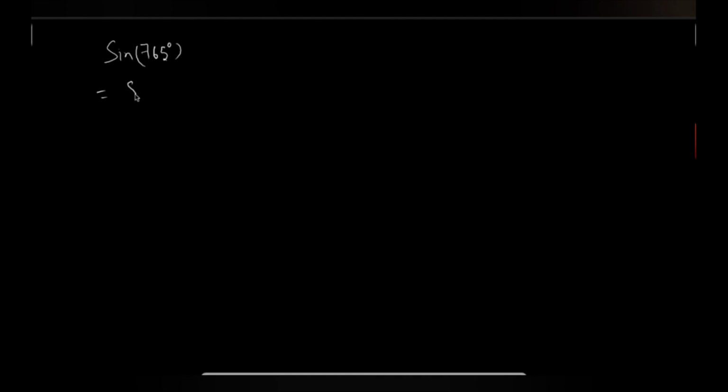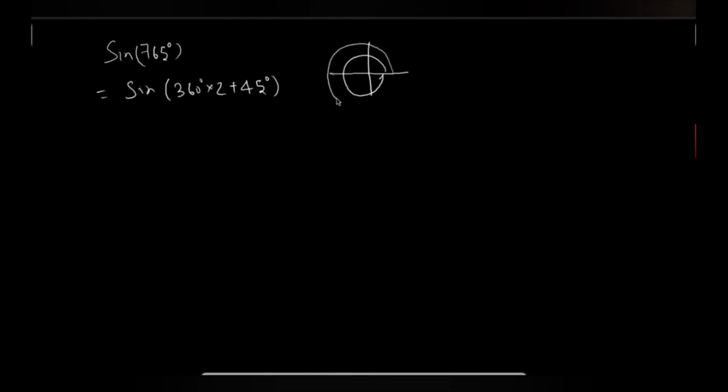Now we can write this as sine of 360 degrees into 2 plus 45 degrees, since 360 into 2 is 720. Why did we do that? Because as we discussed, sine theta repeats after every 360 degrees, so after 2 rotations we will be back at the same place, and then we go in this direction by 45 degrees. So this reduces to sine 45 degrees, and you know the value of sine 45 degrees is 1 by root 2.